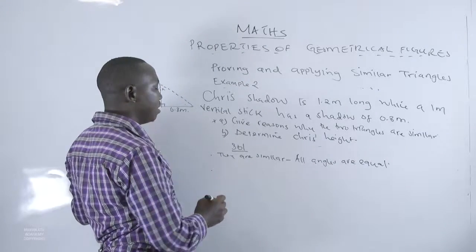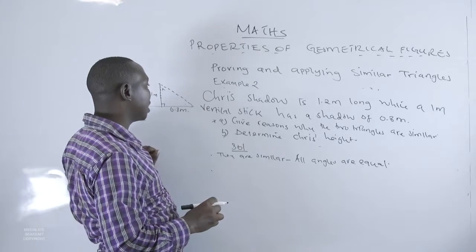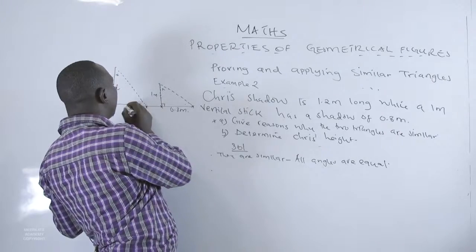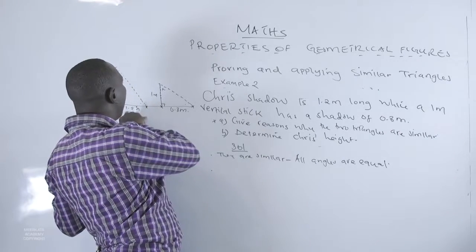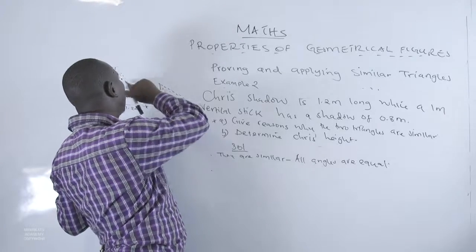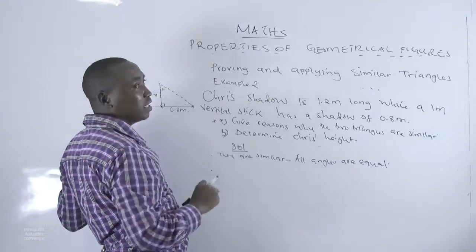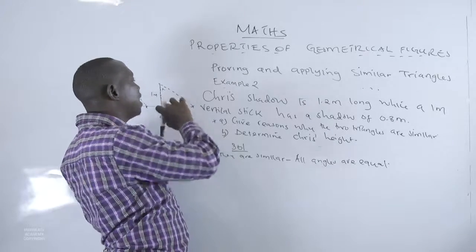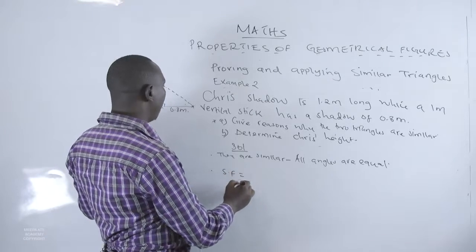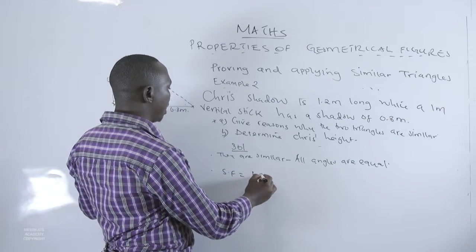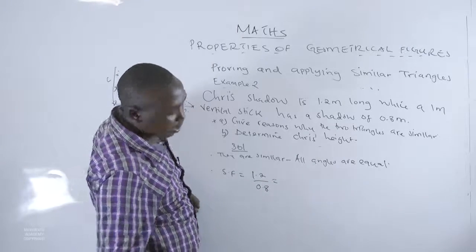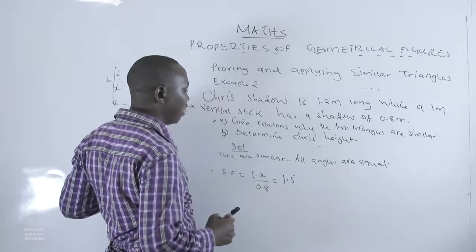And if they are similar, then we can get the scale factor. And in this particular case, the shadows are going to correspond. The shadow of Chris and the shadow of the vertical stick are going to correspond to the height of Chris and the height of that vertical stick. So scale factor will be given by 1.2 all over 0.8, which will give us 1.5.